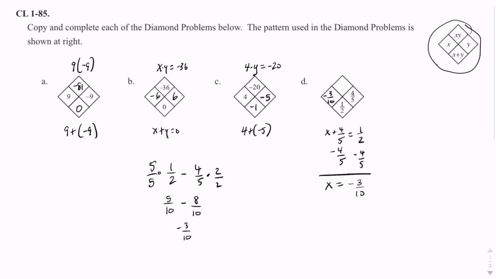So now I have negative 3/10 times 4/5. I can cancel the 4 and the 10 to be 2 and 5. So I get negative 6/25.